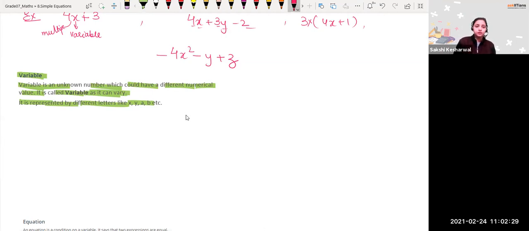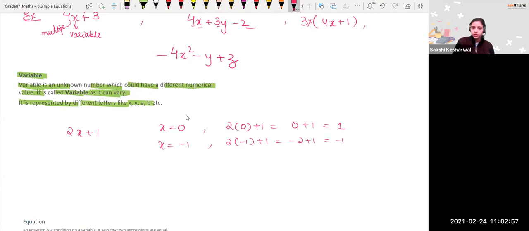Let us suppose I write 2x plus 1, right? What does this mean? If I say x is equal to 0, this expression becomes 2 into 0 plus 1, which is 0 plus 1, equal to 1, right? Now if I say x is equal to minus 1, it becomes 2 into minus 1 plus 1. 2 into minus 1 is minus 2, plus 1, which is equal to minus 1. If I say x is equal to 7, this is 2 into 7 plus 1, which is 14 plus 1, equal to 15.